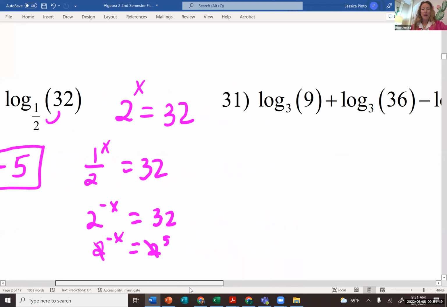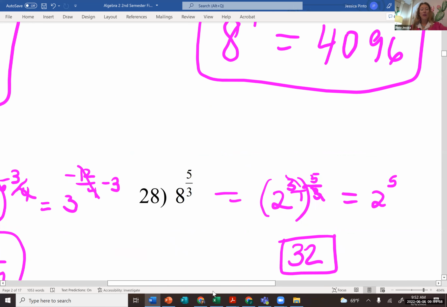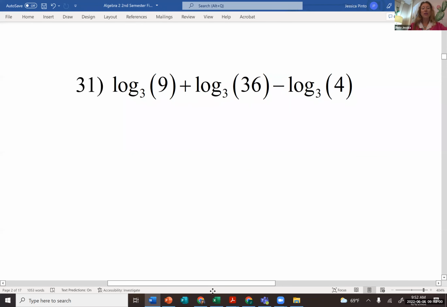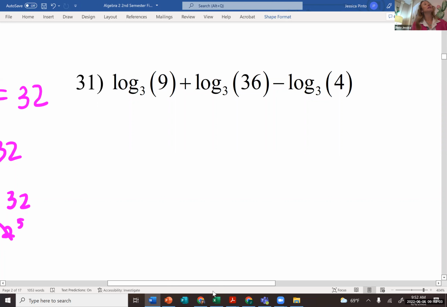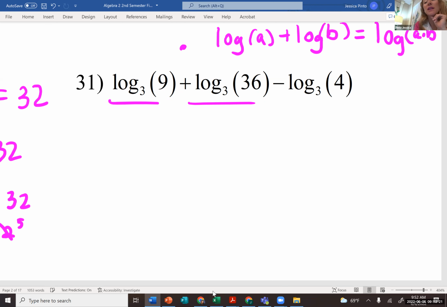Looking at 31, I see log here several times. Log, log, log. It's addition and then subtraction. So this is one of the combination rules. We've got to simplify these. In this case, I want to rewrite this as a single log that I can then evaluate. So I'm going to begin with the plus rule, which is to times. So that's log A plus log B is equal to single log A times B.